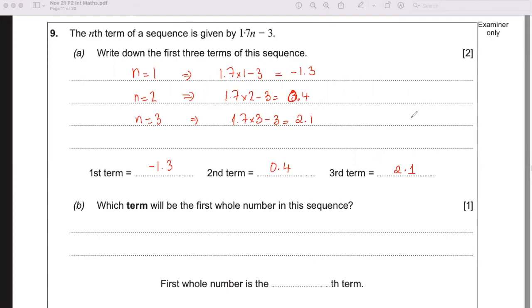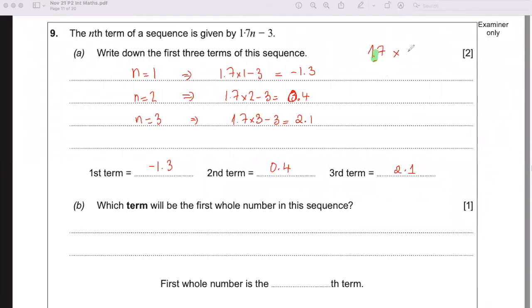Okay, B, which term will be the first whole number in this sequence? The way to do it is you can try the fourth term, the fifth term, the sixth term if you want to. Or think about a number that, when you times it by 1.7, makes the decimal point disappear so that it becomes a whole number, and then you can take away the 3 and that would be a whole number.